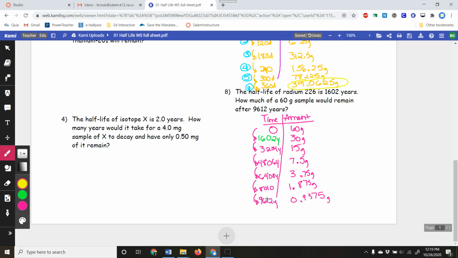So to answer the question, how much would remain after 9,612 years? This very small amount. And again, I'm going to expand on the question to see how many half-lives have passed. We've had 1, 2, 3, 4, 5, 6 half-lives pass during that time.